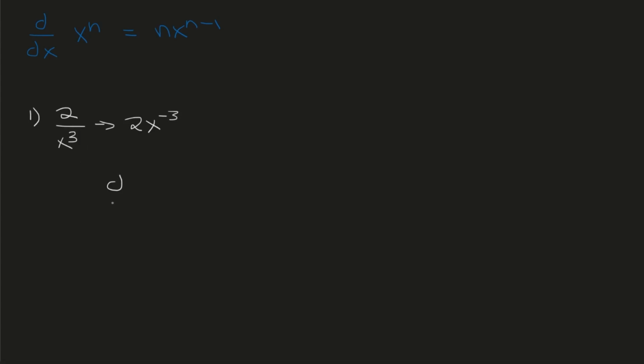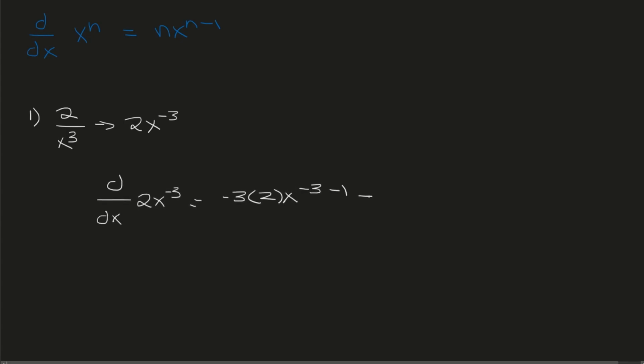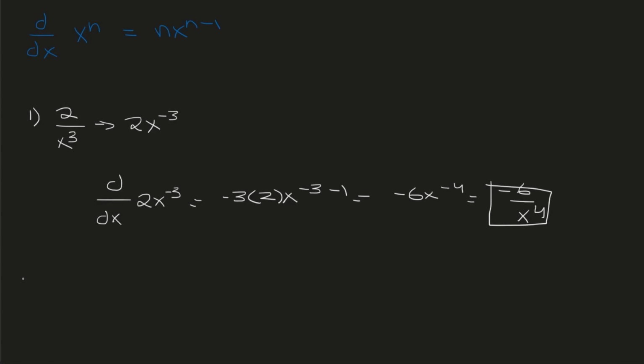So now we can conclude that the derivative of 2x to the negative 3 equals, bring the negative 3 up to the front, so negative 3 times 2 times x to the negative 3 minus 1. That'll leave us with an answer of negative 6 times x to the negative 4th, or in rational form, negative 6 over x to the 4th. And that's our final answer. You can use this with pretty much any monomial rational function. So let's try it with another one.